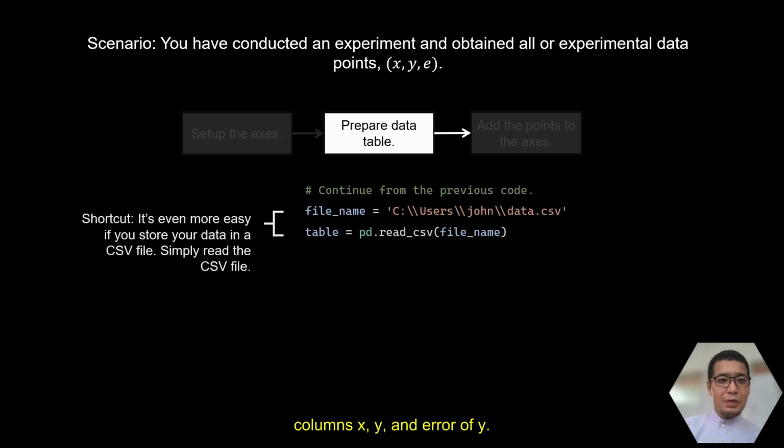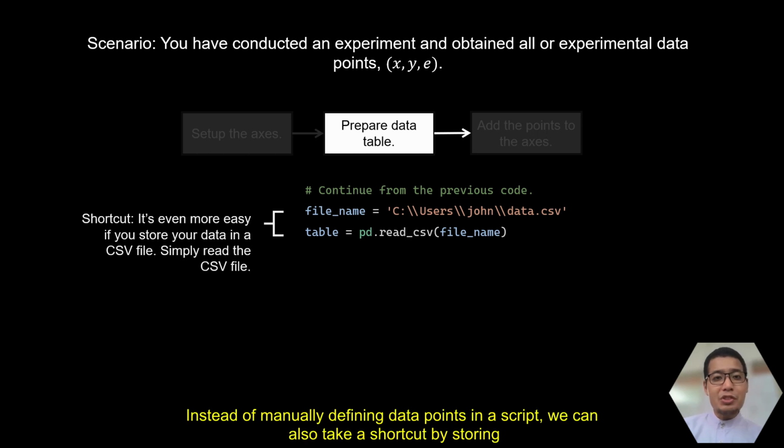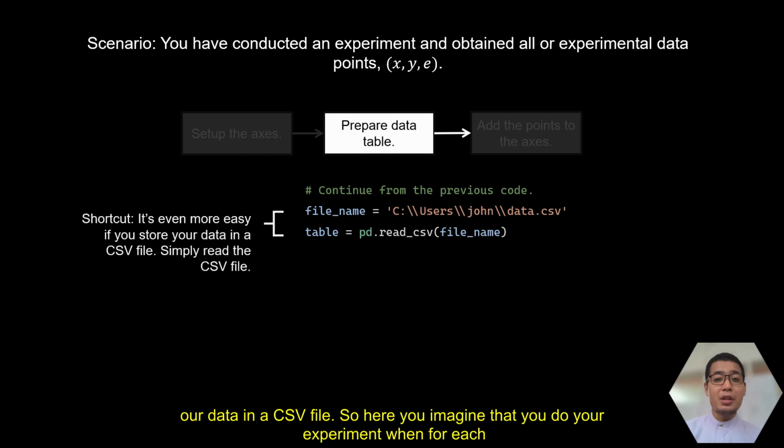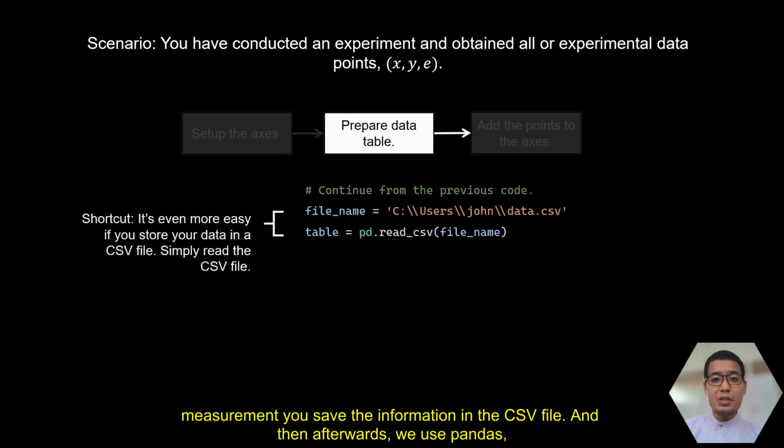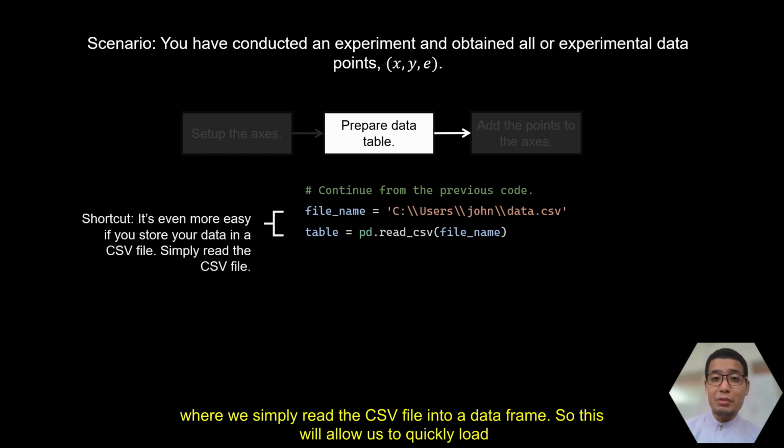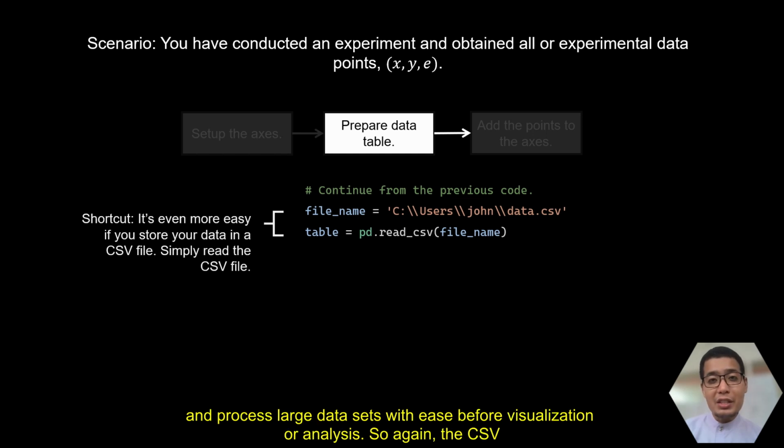Instead of manually defining data points in a script, we can also take a shortcut by storing our data in a CSV file. Here you imagine that you do your experiment, and for each measurement you save the information in the CSV file. And then afterwards, we use pandas, where we simply read the CSV file into a data frame. This will allow us to quickly load and process large data sets with ease before visualization or analysis.